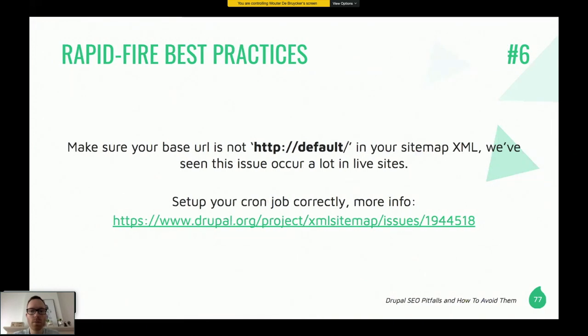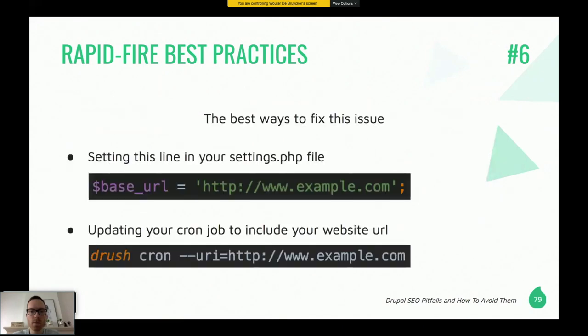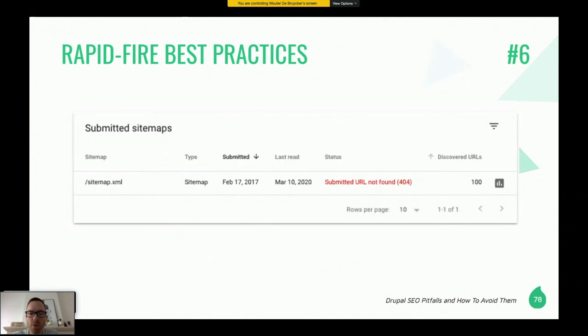Apparently the slide got removed, so I'll just tell it without showing. The first solution, if possible, add your base URL to your settings.php. But in some cases that isn't possible. If that's the case, the other solution is if you're executing Chrome, don't forget to add the URL to your Chrome. If you add this, the sitemap will generate without the default. If you forget to do those two things, 95% of the time your sitemap will contain default in the URL, which is of course not a good practice. That was the screenshot shown here.